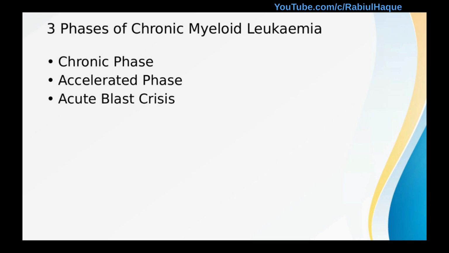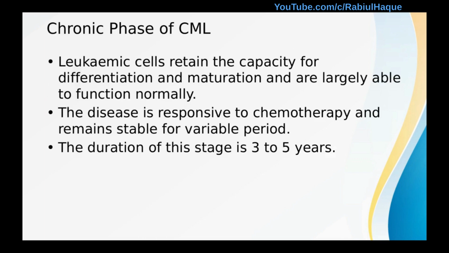Now, the three phases of chronic myeloid leukemia are the chronic phase, accelerated phase, and acute blast crisis phase. So let's talk about these three phases one by one. In the chronic phase, the leukemic cells retain the capacity for differentiation and maturation and are largely able to function normally.